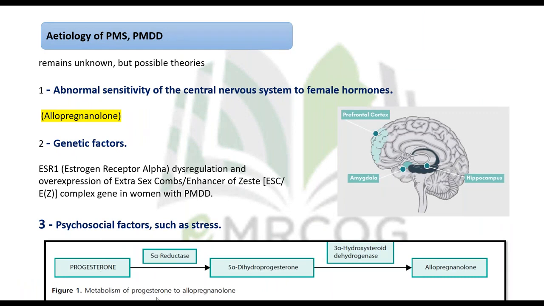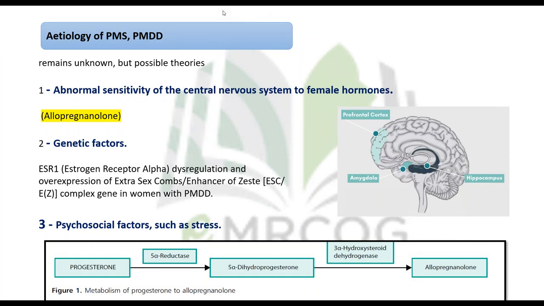Do you remember, guys, in the metabolism of progesterone to allopregnanolone, what was the first step? The first step was by the enzyme 5-alpha reductase. So it's logical that we use this information and provide a 5-alpha reductase inhibitor, something to block this step, so we prevent the synthesis of allopregnanolone, right? Does it make any sense to you? Yeah, it makes sense, but it's still under research. So the use of 5-alpha reductase inhibitors is still under research.